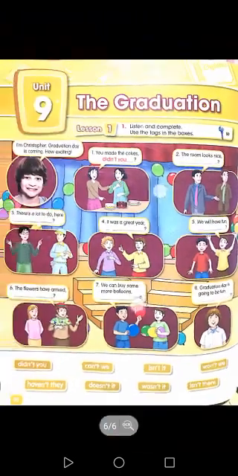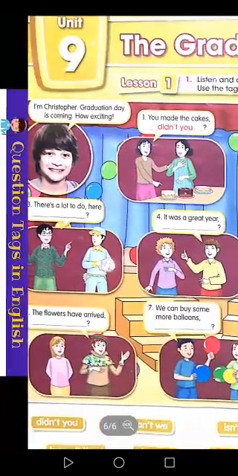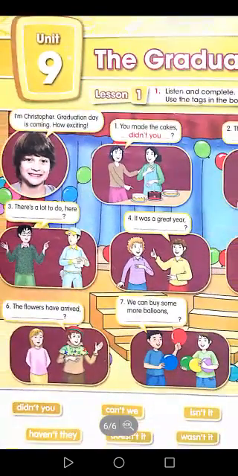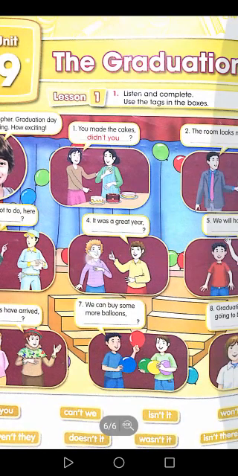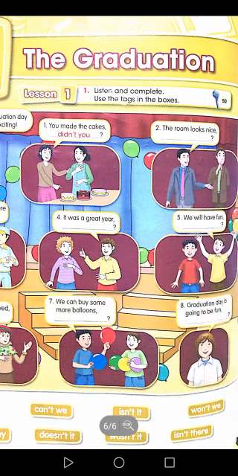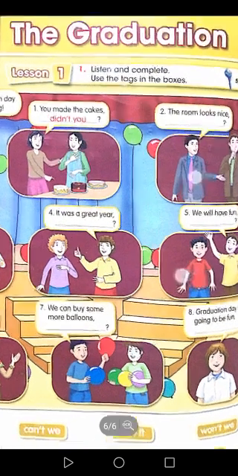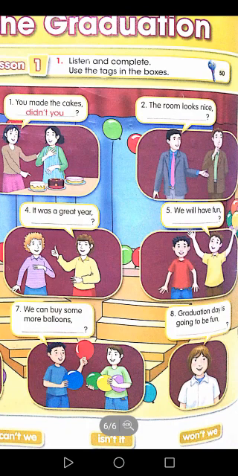Number 3, there is a lot to do here, isn't there? Number 4, it was a great year, wasn't it? Number 5, we will have fun, won't we?